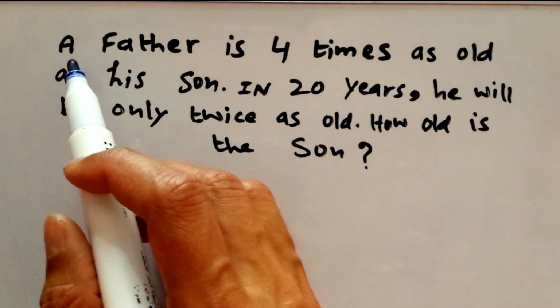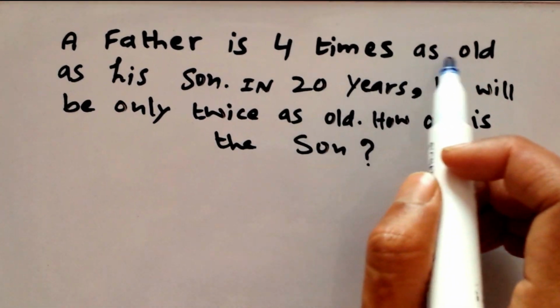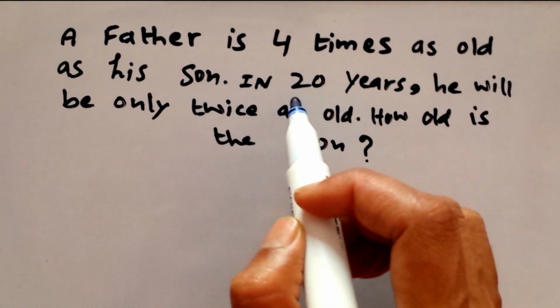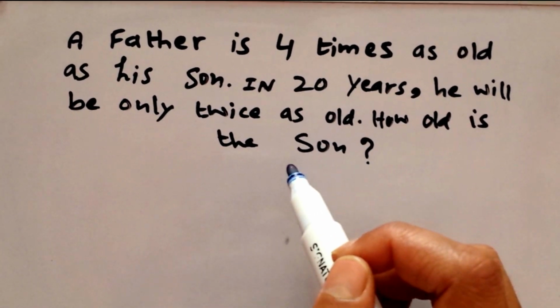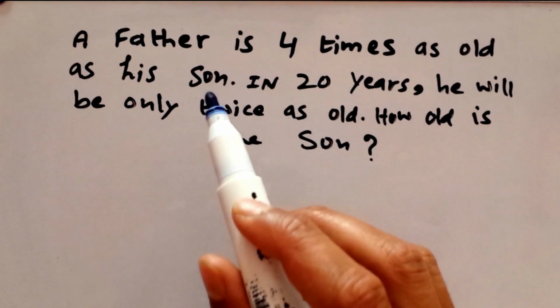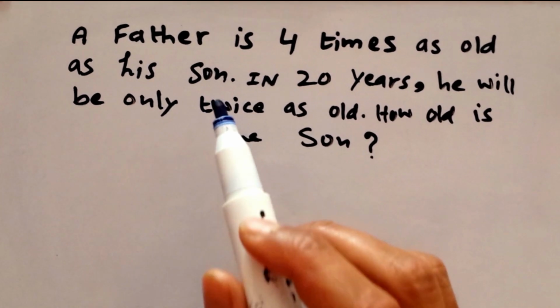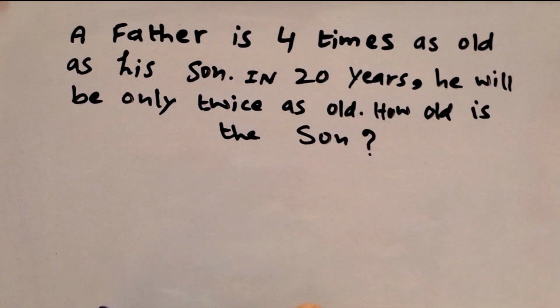This is a very interesting question. A father is 4 times as old as his son. In 20 years, he will be only twice as old. How old is the son? Okay, only 1% get this right. So now let's solve this.